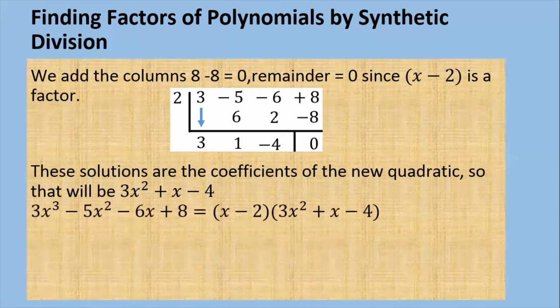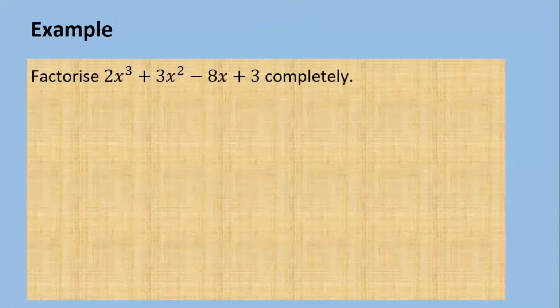Simple. Therefore, you can write 3x cubed minus 5x squared minus 6x plus 8 as x minus 2 times 3x squared plus x minus 4. Okay, factorizing, x minus 2, 3x plus 4, x minus 1. Simple. Now look at this example.